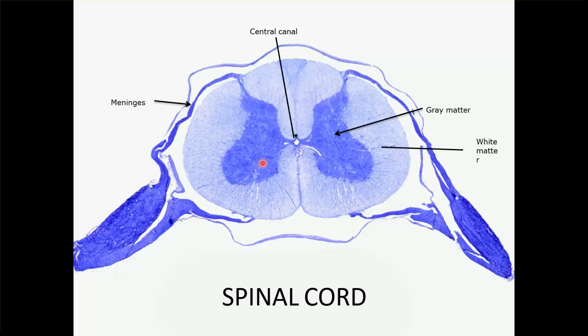This can also be called a sensory neuron, and here it can be the motor neuron in the ventral aspect. Outside we have the covering called meninges, and outside the H is the white matter. White matter is a collection of nerve fibers, and gray matter is a collection of cell bodies.